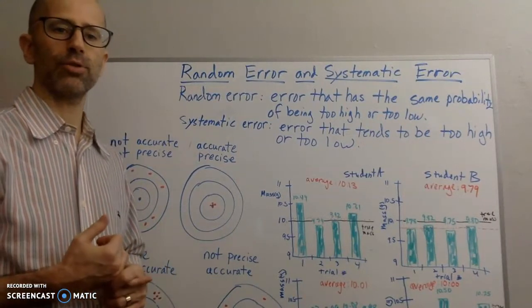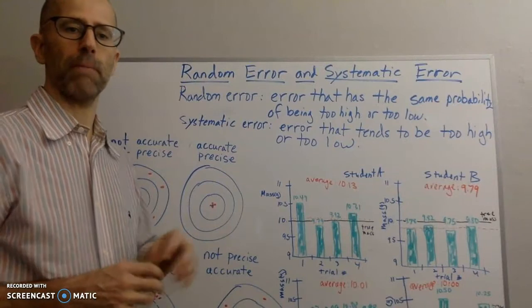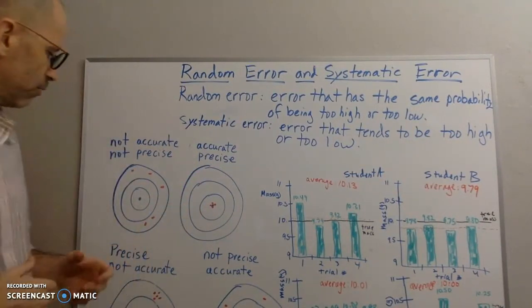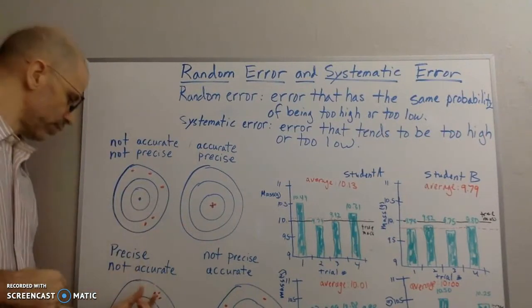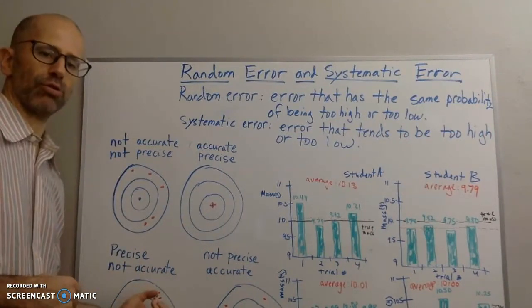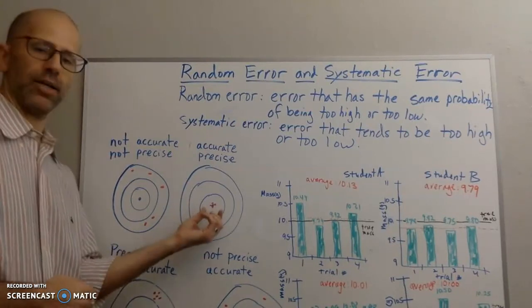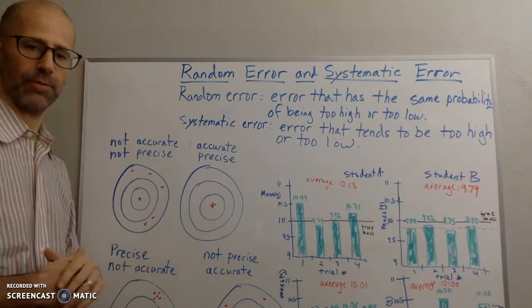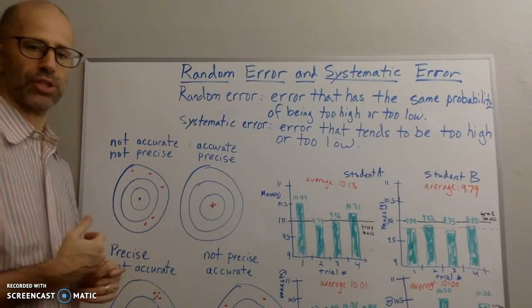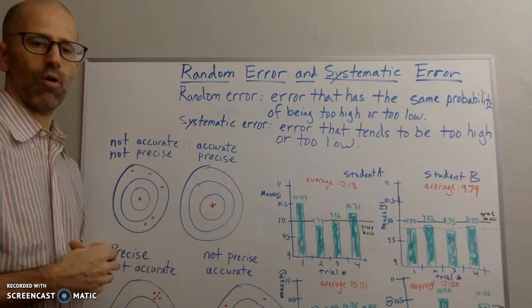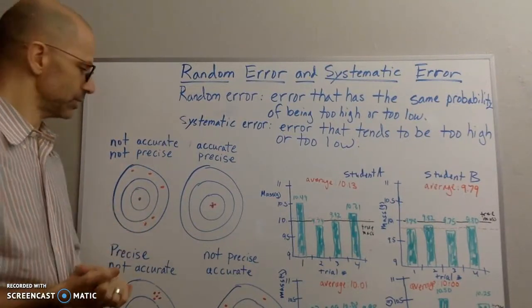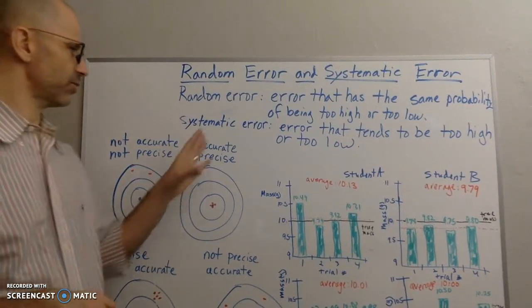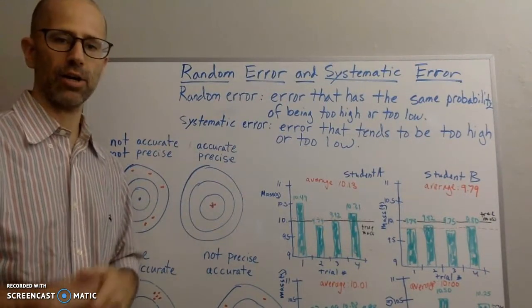And precision has to do with how close your individual measurements are to each other, and that's represented by how close the red dots, or your individual shots, are to each other. Do you have a nice tight cluster, or are they spread out? So you either have imprecision or inaccuracy in your shooting, or in your measurements, and so I'm going to tie this into random and systematic error.